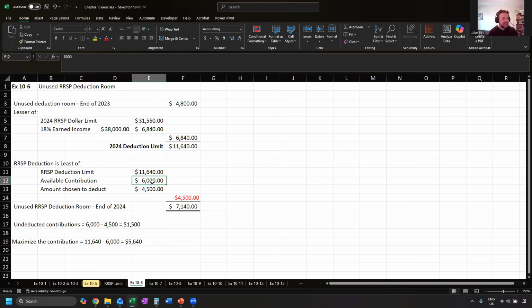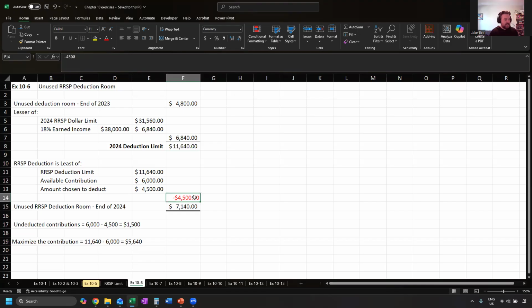This is not the same as his unused contribution space, because he contributed $6,000 but only deducted 4,500. So you do have to keep track of both of these amounts, because the penalties on over-contributing are based on your contribution limit, while how much you're allowed to deduct, your deduction space, is based on how much you've actually subtracted from income.